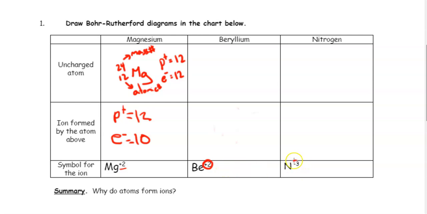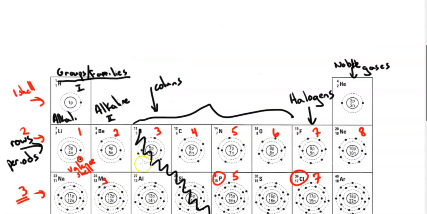Nitrogen has a negative 3 charge because nitrogen has, if you go back to the periodic table, 5 valence electrons. So what's it going to do? Add 3. Add 3 because that's easier than subtracting 5, right? Okay. So we have a pattern. Let's look at our groups again.